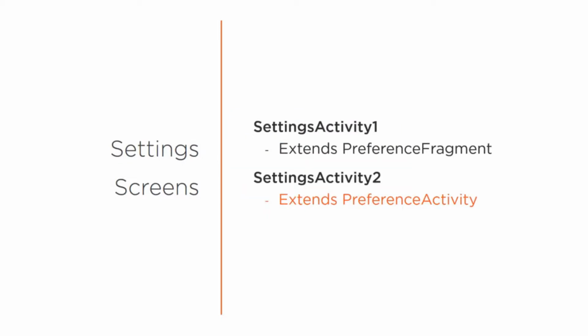So basically what we want to do is check to see what kind of device it is, and then inflate either Settings Activity 1 or Settings Activity 2. Lucky for us, this is surprisingly simple.